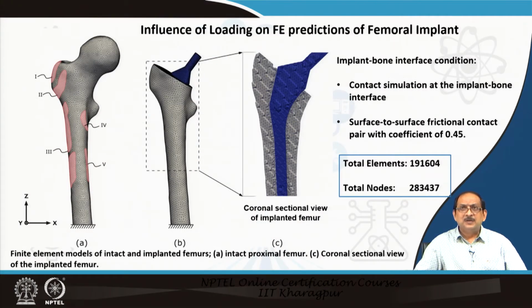Now, let us consider another study wherein we will be discussing a conventional total hip replacement. As you can see from the figure, an uncemented femoral implant has been virtually implanted inside the bone, on the same bone on which the FE model of the natural femur has been developed.